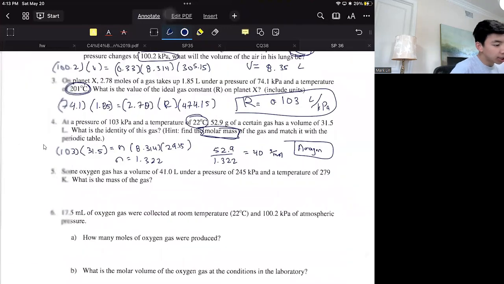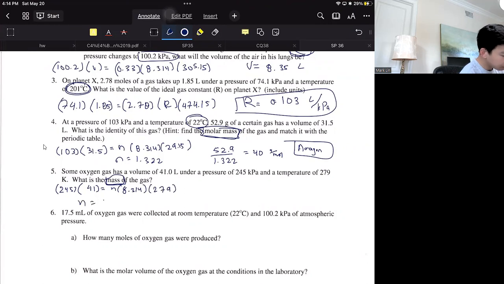Number 5. Some oxygen gas has a volume of 41 liters under pressure of 245 kilopascals and a temperature of 279 Kelvin. What is the mass of the gas? Okay, so plugging and chugging. P pressure is 245. V is 41. N are moles, is what we're trying to find. You don't know the mass. V is volume. R is 8.314. And then T is temperature, 279.